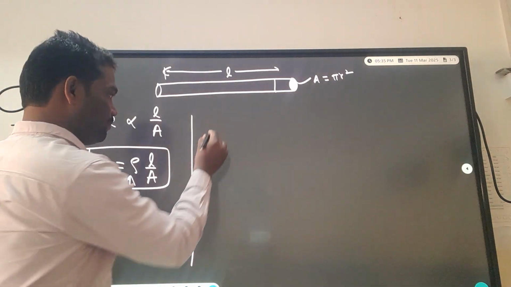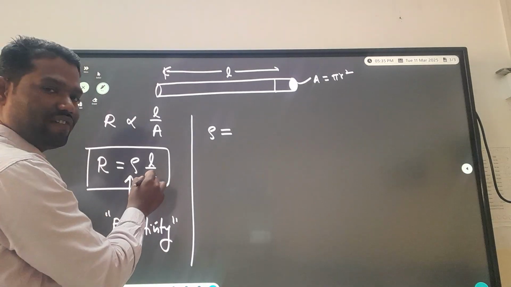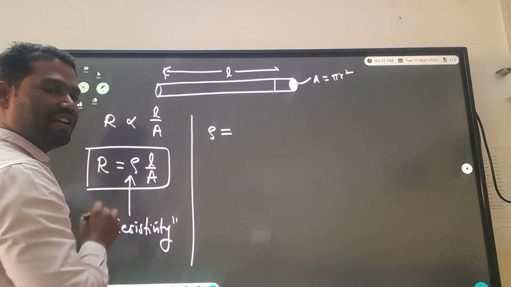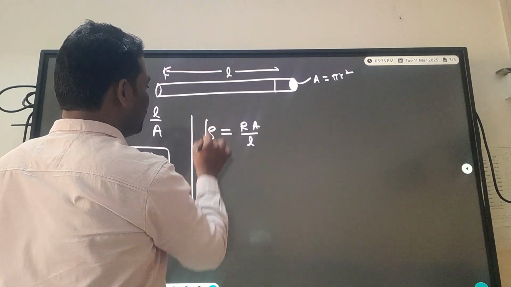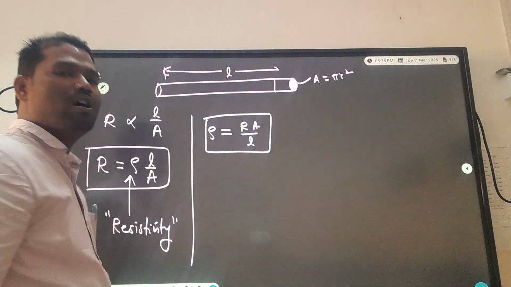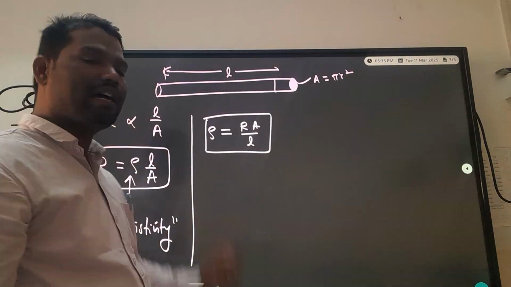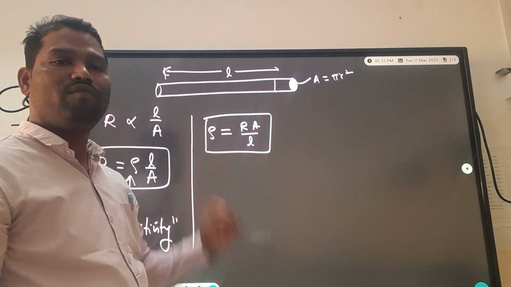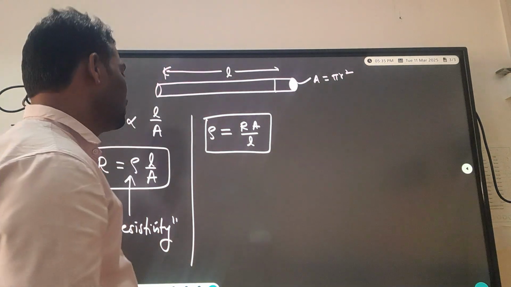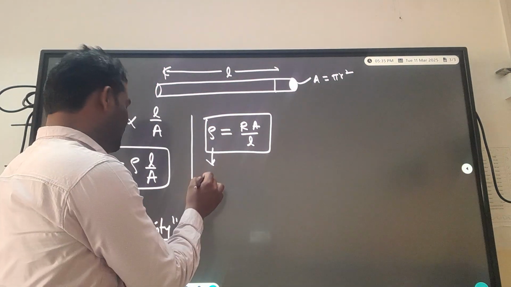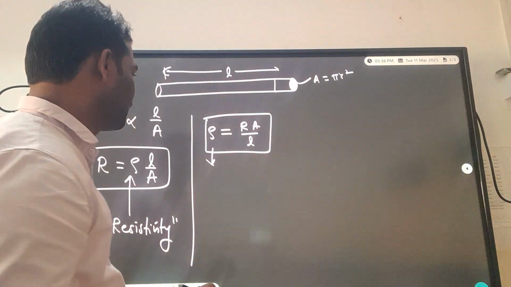Again, the resistivity can be calculated from the formula. Area is in the denominator, so it will multiply; length is multiplied, so it will divide. So rho is equal to R times A divided by L. So resistivity can be calculated by knowing the value of resistance, cross sectional area, and length of the wire. Resistivity is the property of the material to oppose the flow of electrons.